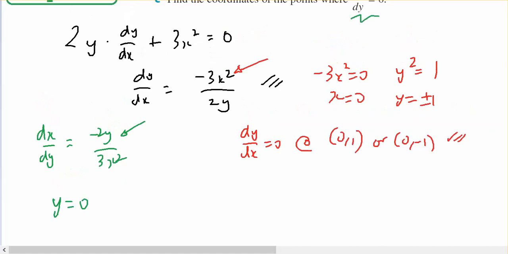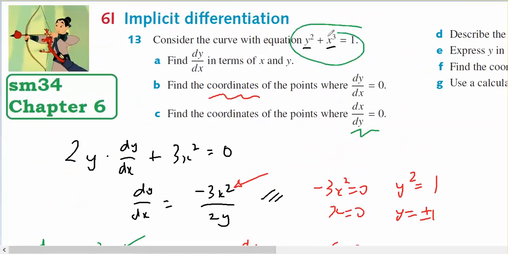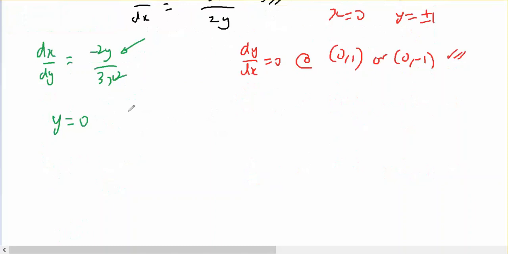And if I have my expression, which is this, y is only going to equal 0 when x cubed, so 0 plus x cubed equals 1, therefore x equals 1. So (1, 0) is the point where dx/dy equals 0.